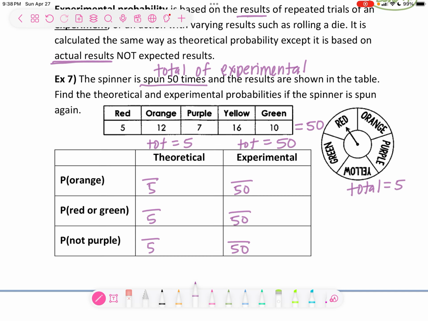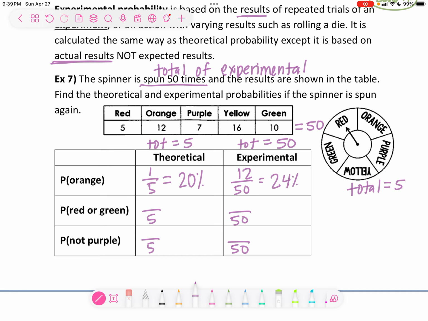Now we just have to figure out the desired outcome, so that'll be the numerator. For the probability of getting an orange, theoretical, there's one orange on the whole spinner. So the probability of getting an orange is 1 out of 5. I'll go straight to a percent. 1 divided by 5 is 0.2, so that's 20%. For experimental, however, the probability of orange is based on the results, which is 12 oranges. So that's 12 out of 50. I'll divide it to get a percent. 12 divided by 50 is 0.24, or 24%.